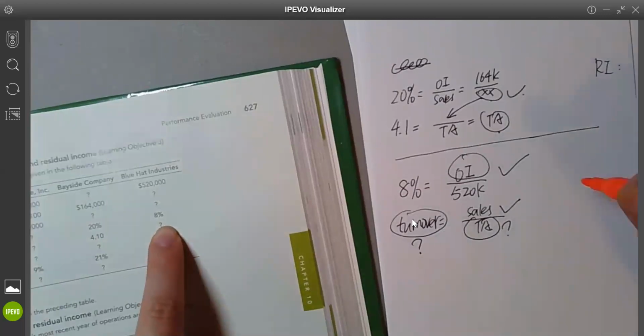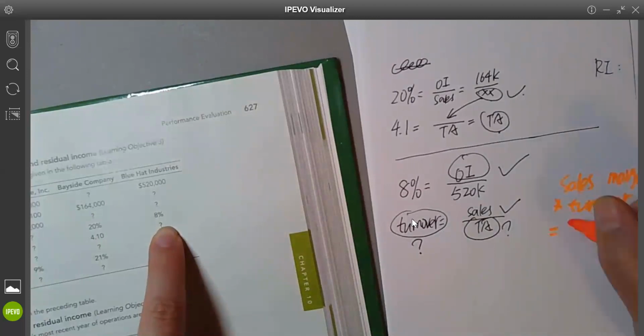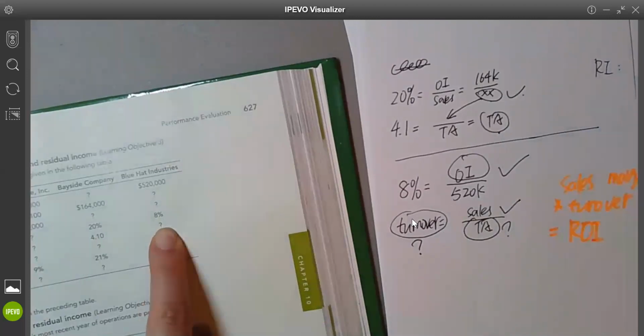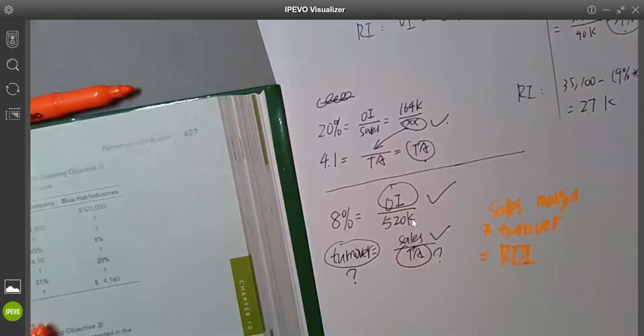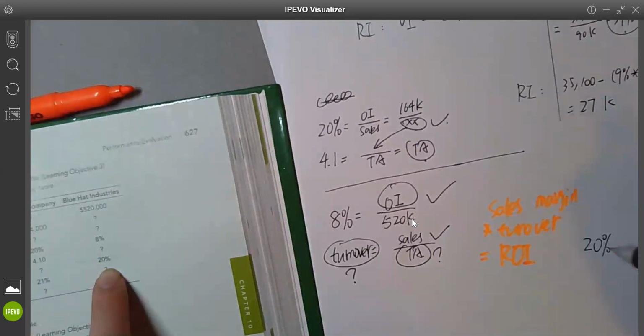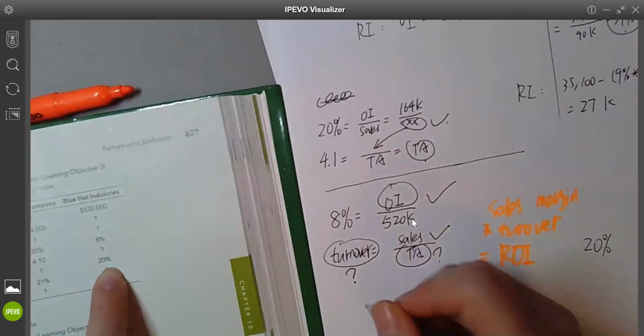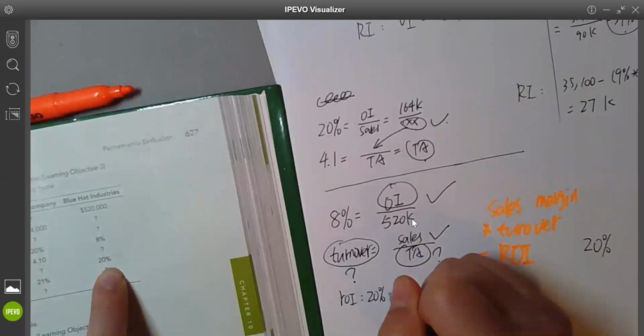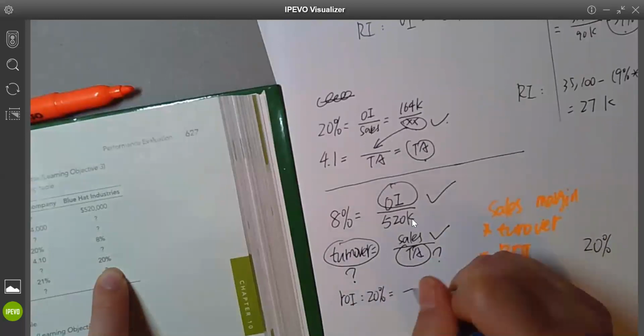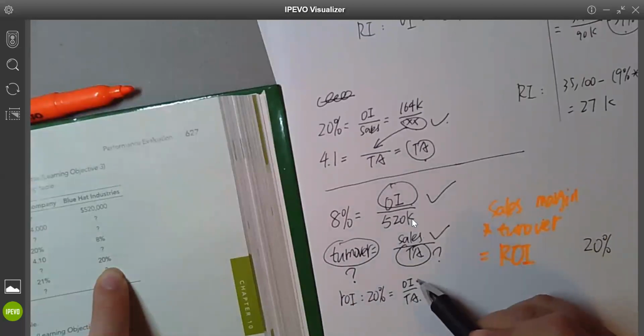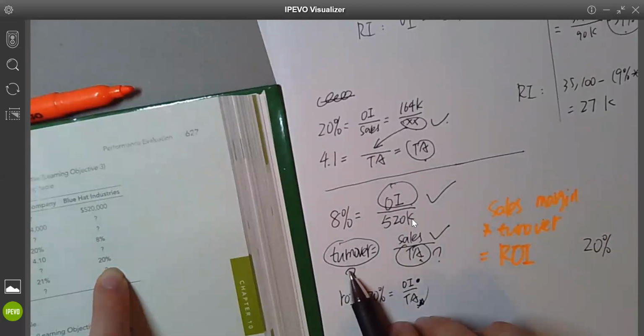Remember, we said sales margin times your turnover equals what? Equals ROI, right? Now your ROI is already told to you as 20%. Two different ways. So ROI is 20%, which is your operating income divided by your total assets. You already knew operating income from the first one, so you can put in operating income and get your total assets from there. Then you can get a turnover ratio.